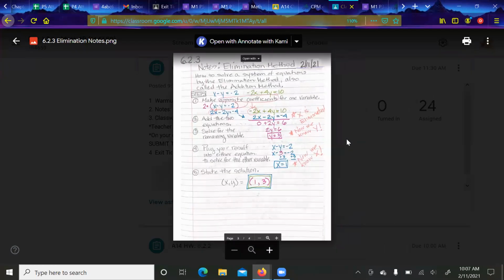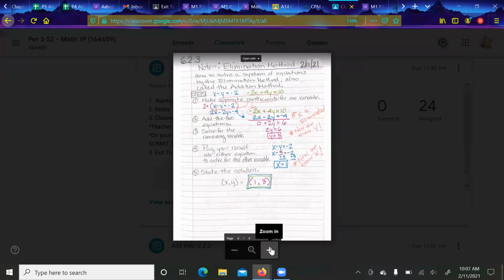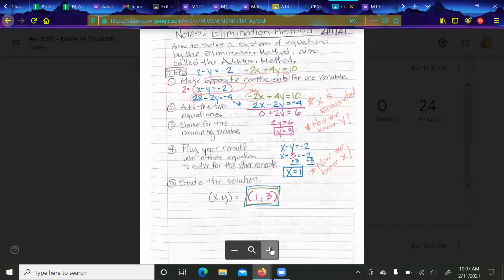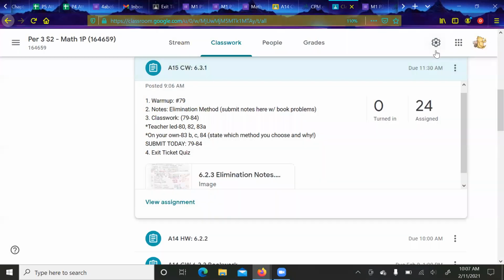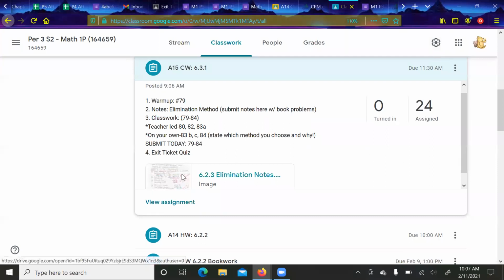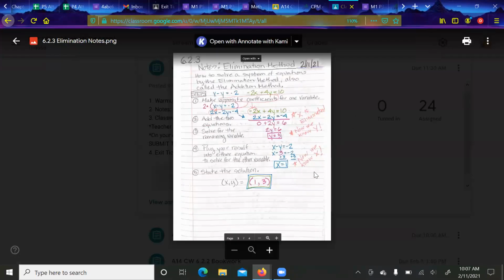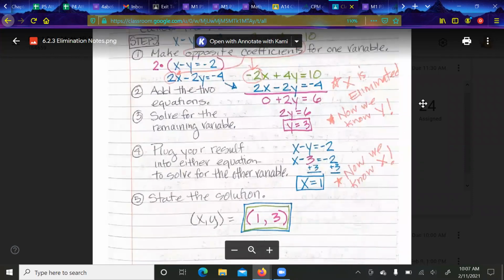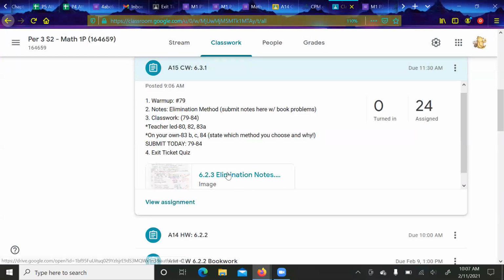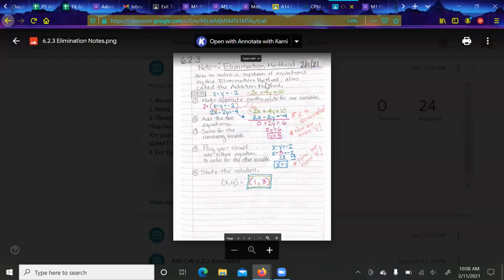Let me see if I can make this bigger. Oh, I could zoom in. Okay. Sometimes I have trouble moving the documents around on here. Oh, it doesn't like that when I do that. Okay, so hopefully you can see this. If you can't see it, you can click on it on your computer.